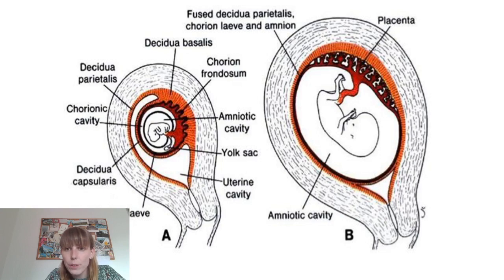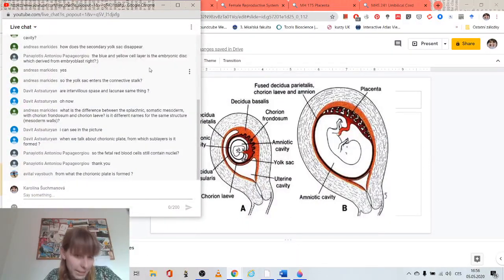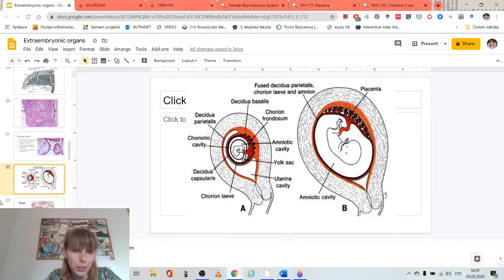when it's pointing towards the intervillous space. And on the other side it will be covered with the amniotic epithelium, because we are in the amniotic cavity, same as the umbilical cord. So we were looking at these villi, this chorionic plate, and the decidua basalis, the changed endometrium with the decidual cells. So I think that's hopefully the answer to your question.